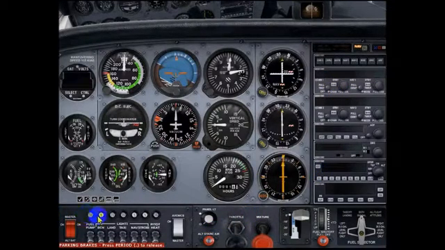Now, here we have circuit breakers. How we test them is we just run our fingers across them, apply pressure, push them in a little bit. And if they don't pop out, they're fine. If they do pop out, then that is bad.